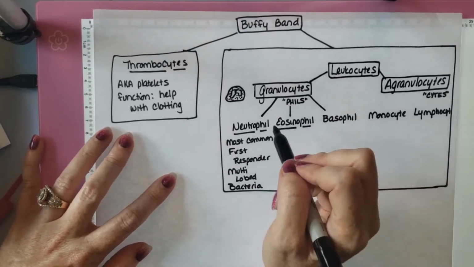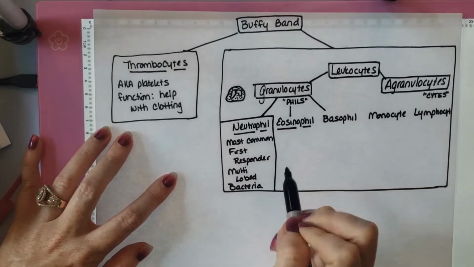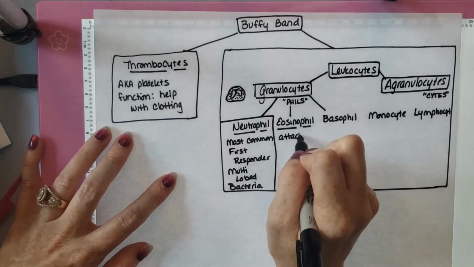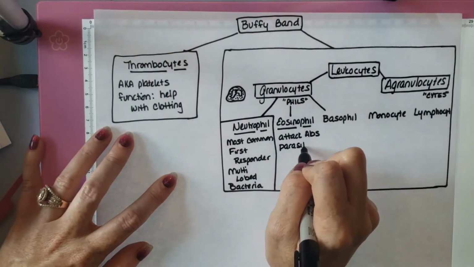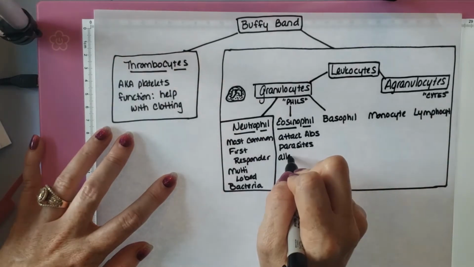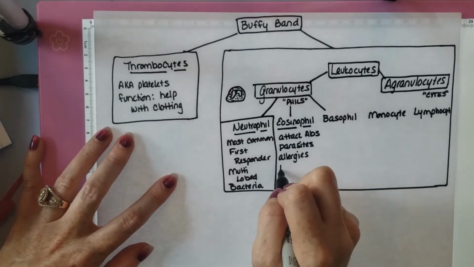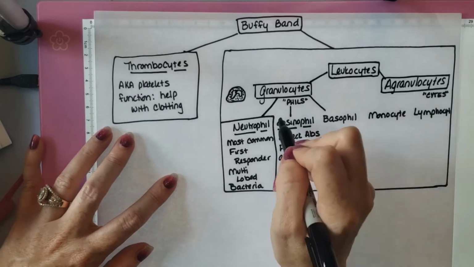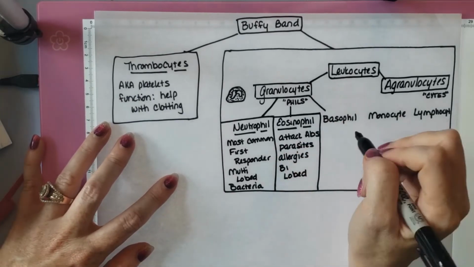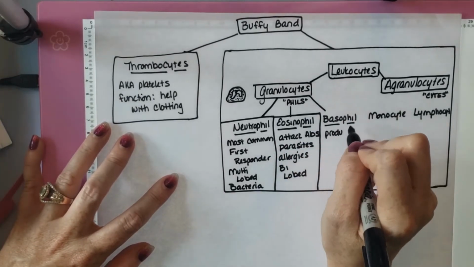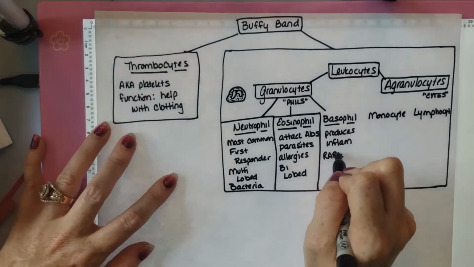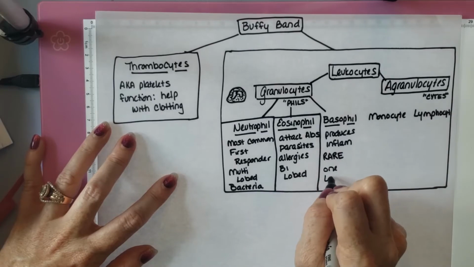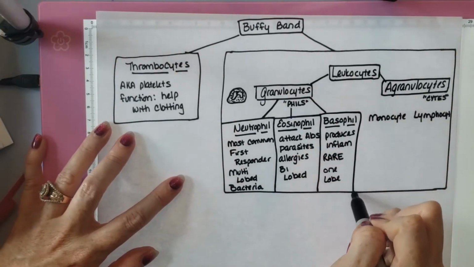Eosinophils, they attack antibodies. So they typically fight parasites or allergies. And they are bilobed. And you'll see in the pictures in your lab packet what multi-lobed versus bilobed looks like. Basophils produce inflammation. They're rare and their nuclei have 1 lobe.